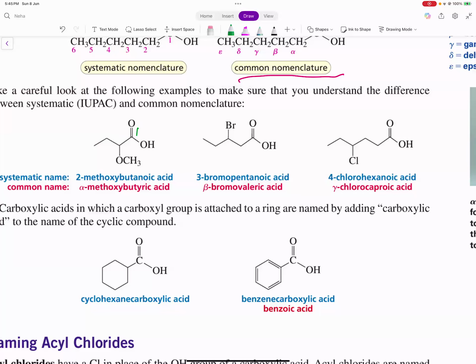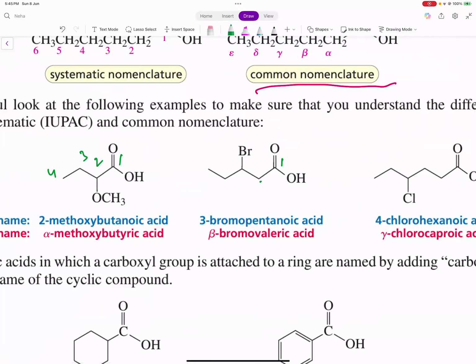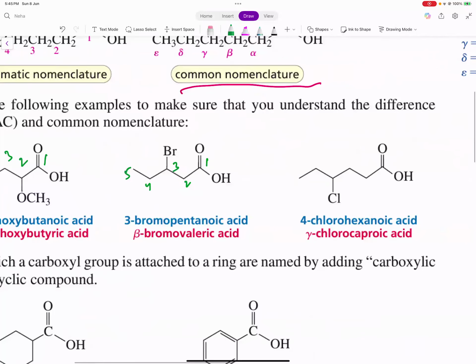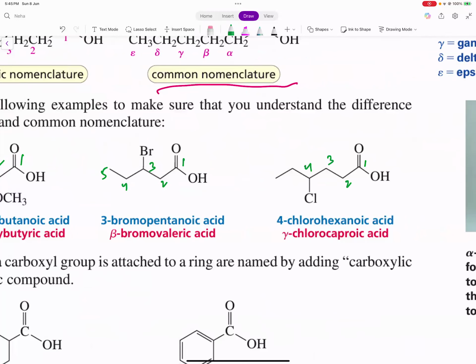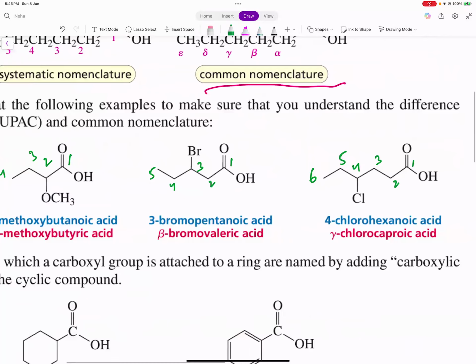Here it is 1, 2, 3, 4. So it is 2-methoxybutanoic acid. Again, I'll start from 1, 2, 3, 4, and 5. So 3-bromopentanoic acid. Again, I start from here 1, 2, 3, 4, 5, 6. So 4-chlorohexanoic acid.